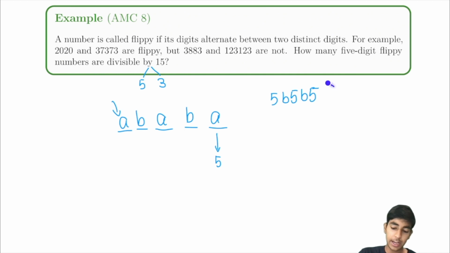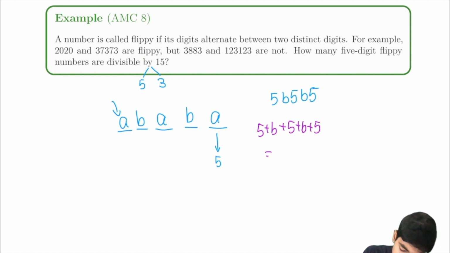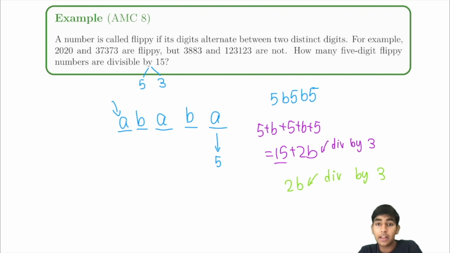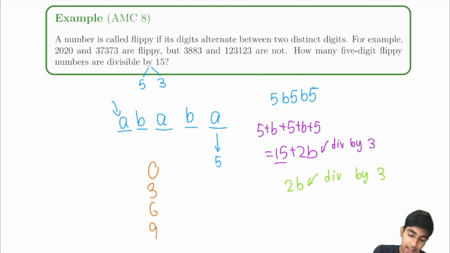Now the real part of the problem is figuring out B. But we know the remainder when this is divided by 3 is 0. It's divisible by 3. And by the divisibility rule for 3, we've got 5 plus B plus 5 plus B plus 5, 15 plus 2B. This thing must be divisible by 3, right? Sum of digits. And 15 is obviously divisible by 3, and that means 2B must be divisible by 3. Okay, so then, if 2B must be divisible by 3, 2 is clearly not divisible by 3, so that means B must be divisible by 3. And what are the only possibilities for B divisible by 3? 0, 3, 6, and 9. So the answer is just 4.